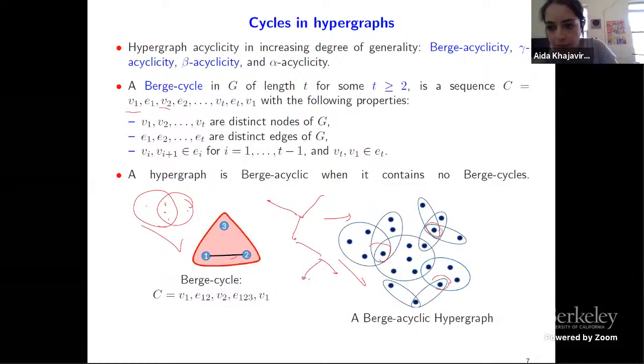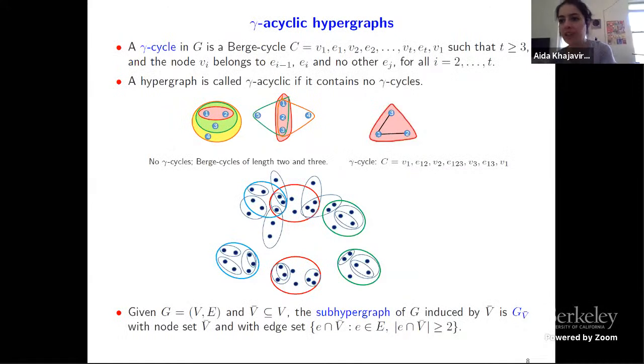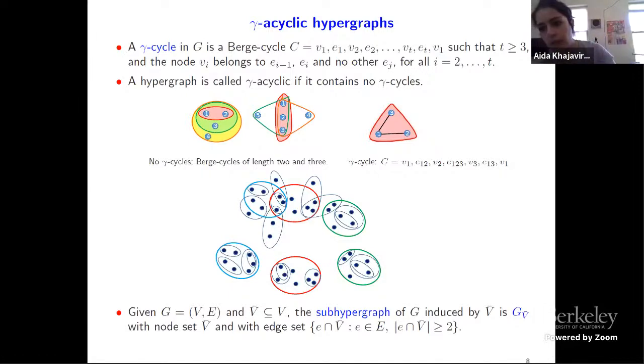What would be the next type? We are now going in increasing order of generality. Okay, now we look at gamma acyclic hypergraphs. A gamma cycle is a Berge cycle of length at least 3. So that's the first thing: I don't have a gamma cycle of length 2. The cycle should have at least length 3, where all the nodes but one in the cycle should belong to exactly two edges. So here is perhaps the simplest gamma cycle you can think of.